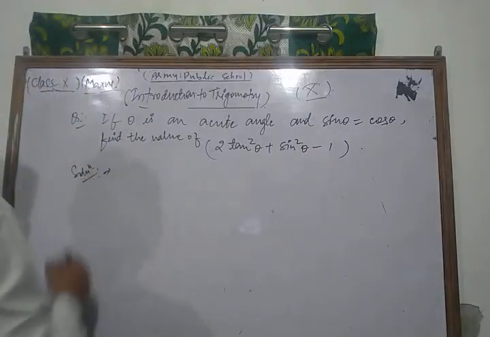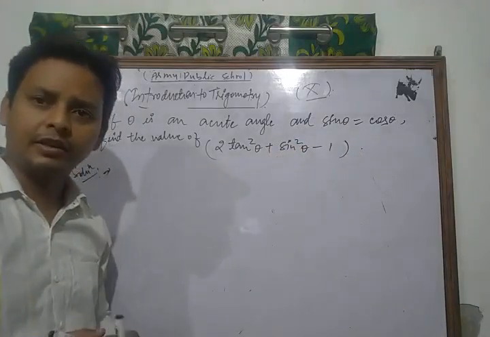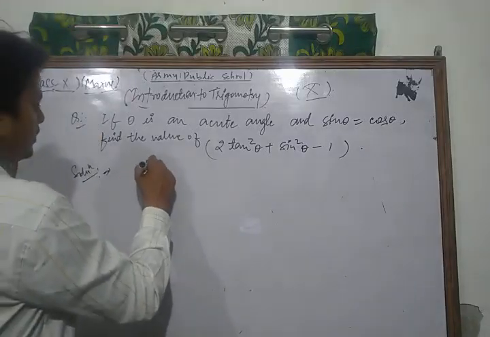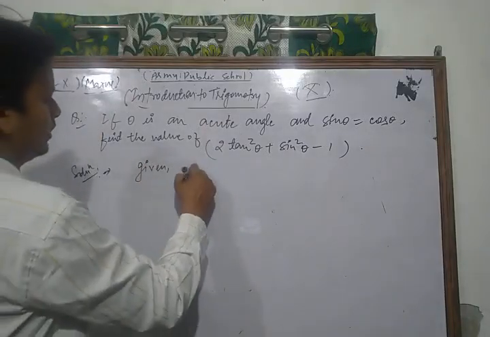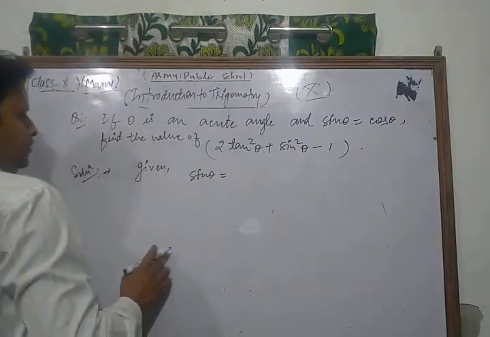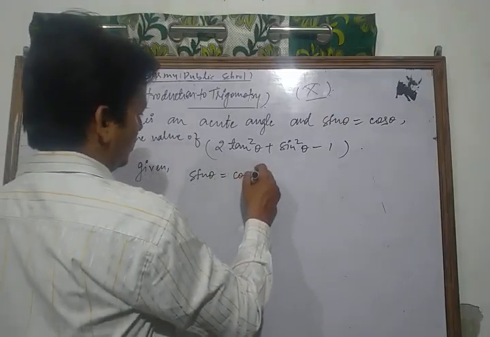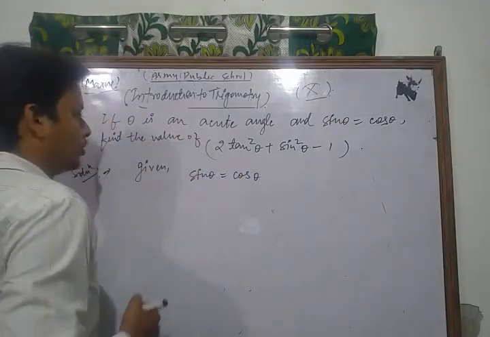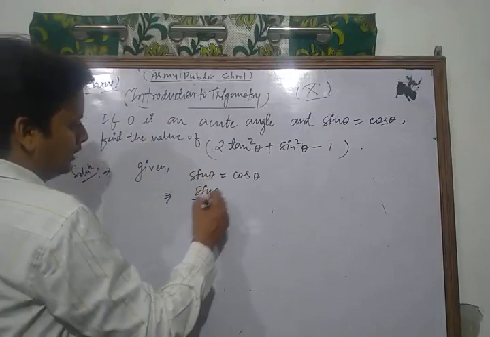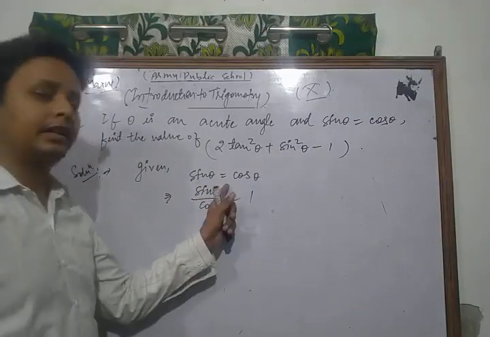Dear students, here theta is an acute angle and a very important relation is given. So first of all we write the given: sin theta is equal to cos theta. Now we can write sin theta upon cos theta is equal to 1.